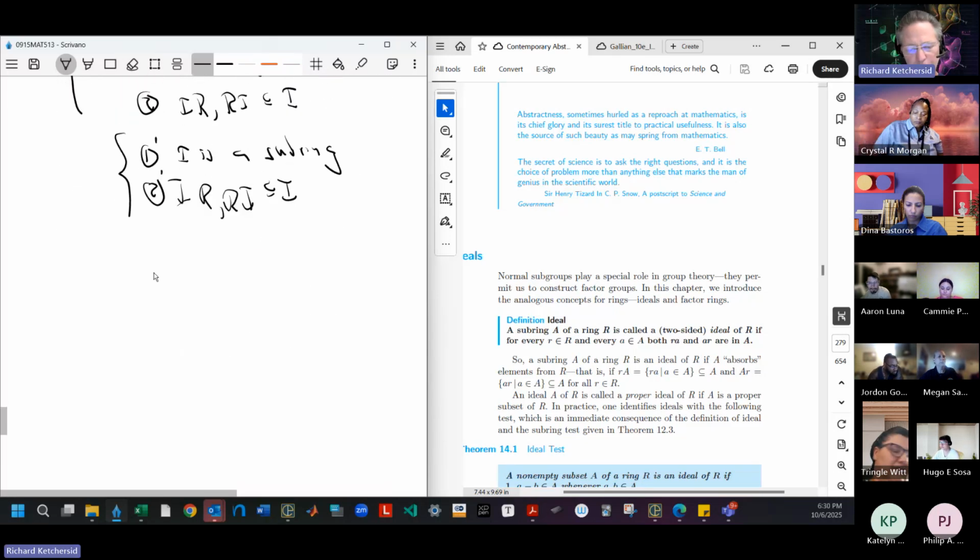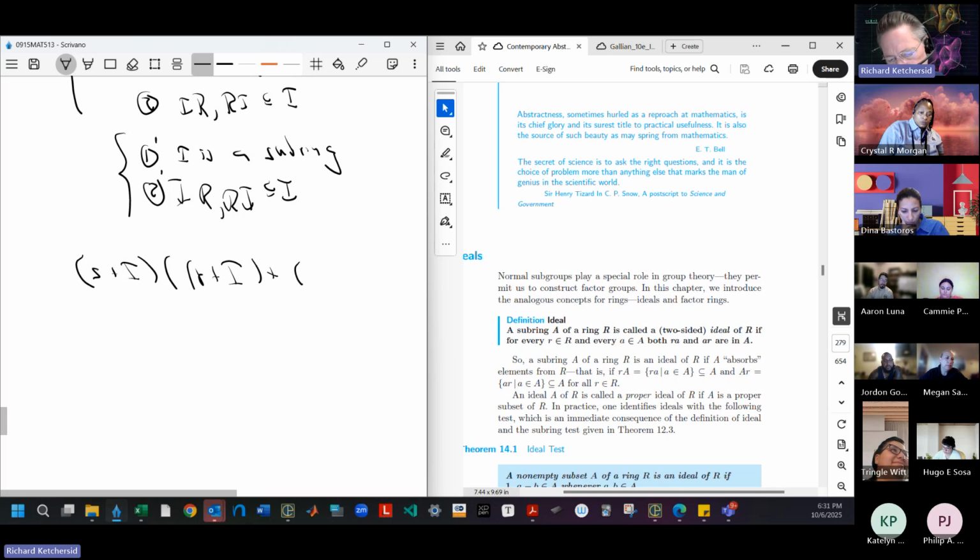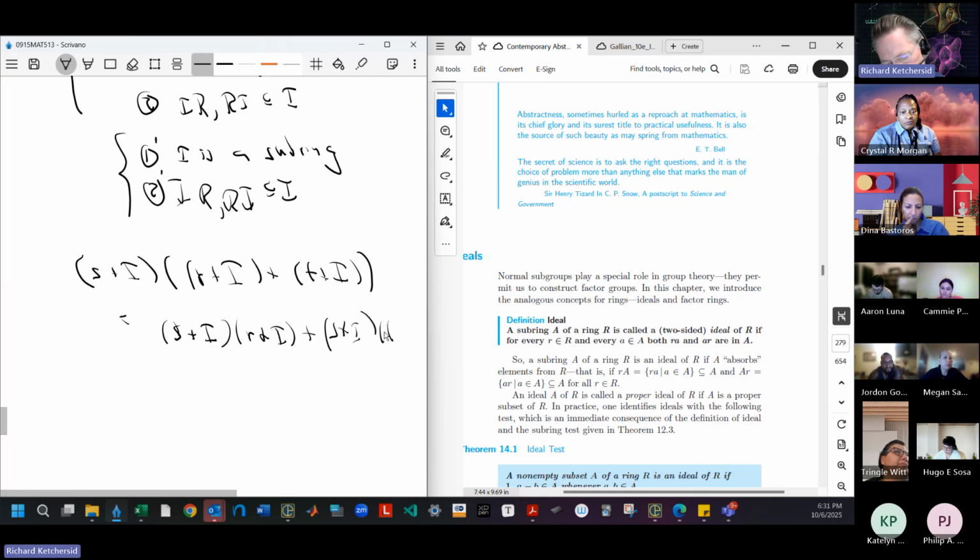I mean, for example, if we wanted to show distributivity, I need to show S plus I times R plus I plus T plus I, let's just see what we need to prove, should equal S plus I times R plus I plus S plus I times T plus I, right? That would be distributivity in R mod I, because I'm taking this thing and distributing it over those two things, right?